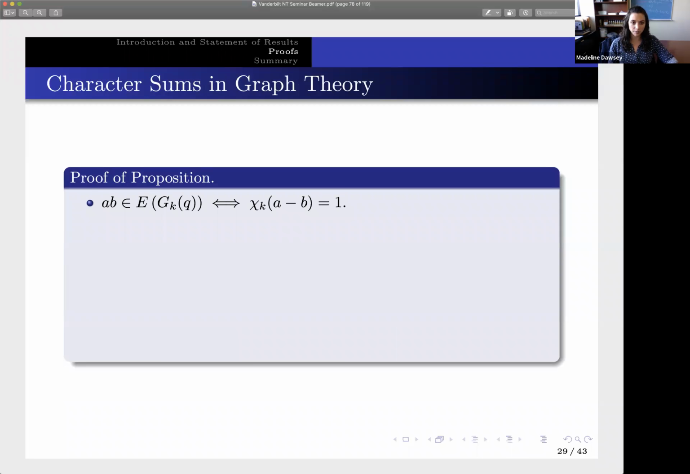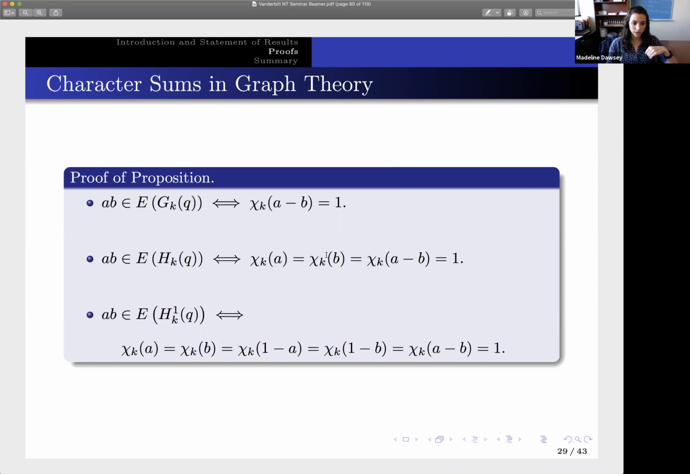So first we need to make a few observations. If you're in the Paley graph, you have an edge between a and b if and only if a minus b is a kth power. So chi k of a minus b is 1, where chi k is like a character of order k. If you're in hk of q, the vertices each have to be quadratic or kth power residues as well, and so now you need chi k of a and chi k of b to also be 1. And then when you go all the way down to hk1 of q, everything also has to be a neighbor of 1. So you have to be connected to 1 by an edge, meaning you also need these 2 conditions where chi k of 1 minus a and 1 minus b are both 1.